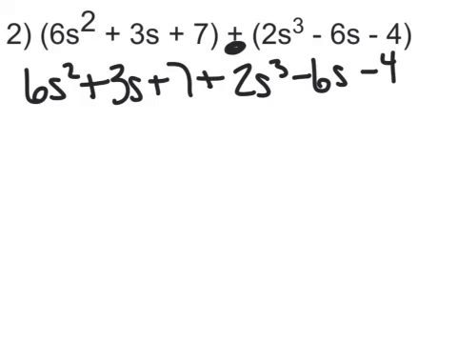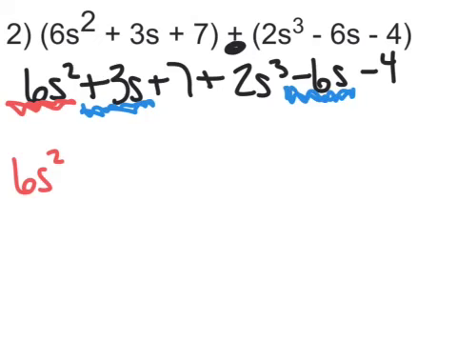So I'm going to look for like terms. So I'm just going to start with the first one. So 6s squared. So we're looking for anything else that has an s squared, which we don't have anything else. So we'll just bring that down. Okay. The next term has a 3s. So let's look for anything that has a plain s, which over here we have a negative 6s because you're using the sign in front. So 3 minus 6 would give us negative 3s.